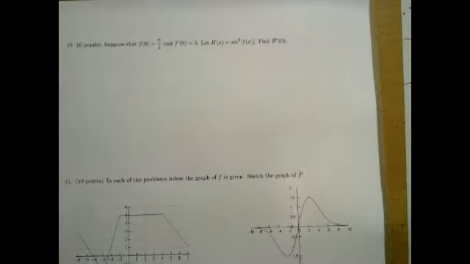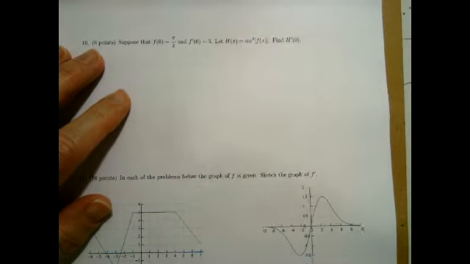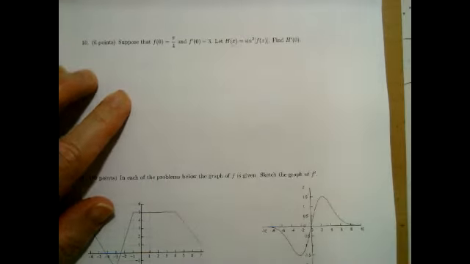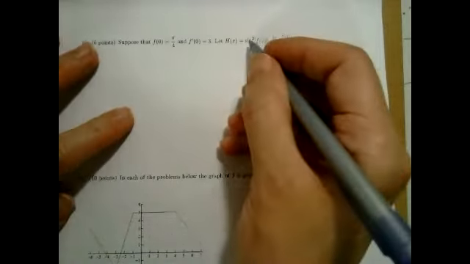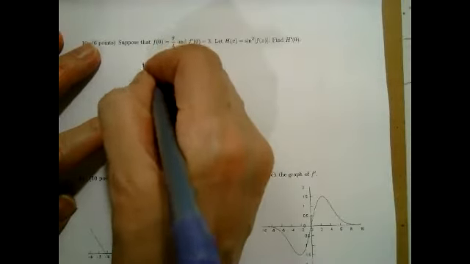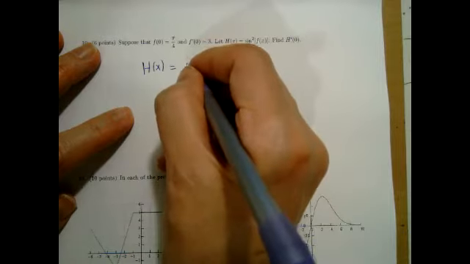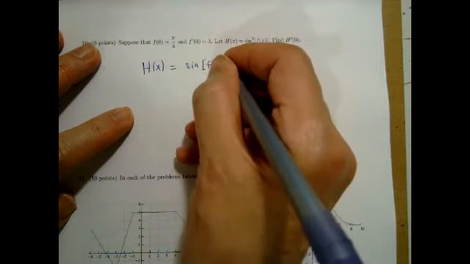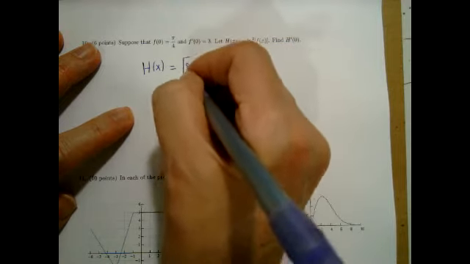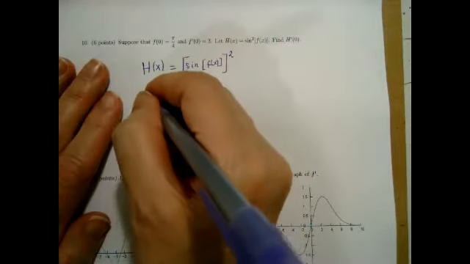Okay, now let's see here. Let us say, suppose f of 0 is pi over 4, f prime of 0 is 3, and that h of x be sine squared of f of x. Find h prime of 0. All right. Okay, so let us analyze this. So what is h of x? As I said, the minute I see sine squared, I rewrite that as sine of f of x, the whole thing to the power 2. So what is the derivative?